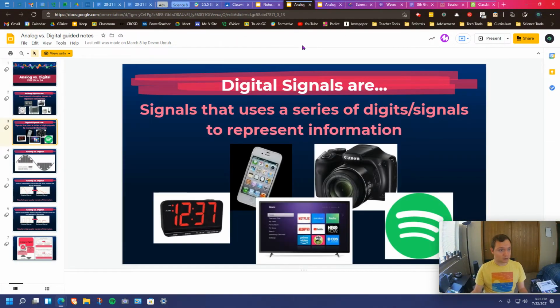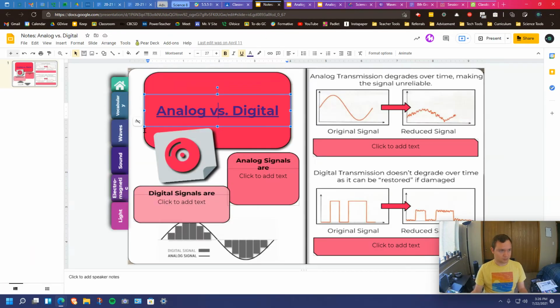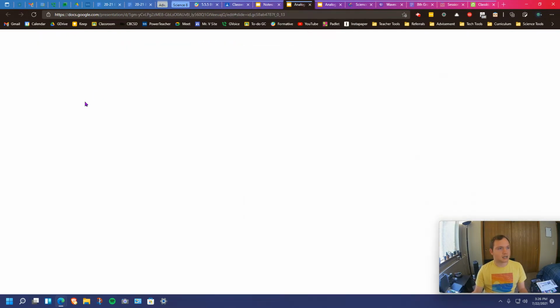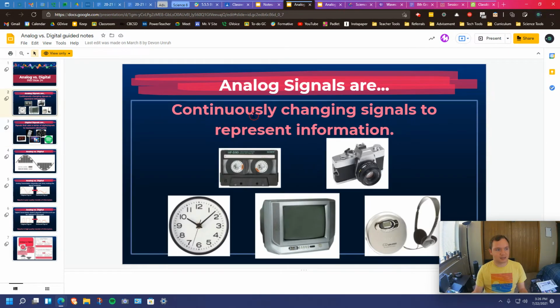So if you look at the notes, these are set up a little differently. You're going to be typing essentially in 4 boxes. You're going to tell me what digital signals are and what analog signals are. You're going to write about what's happening to analog signals over time versus digital signals over time in those 4 boxes. Where you get the information, if you click on this link here, it's set up a little differently, but they have information the same way. Anything that's pink text is what you would type onto your notes.